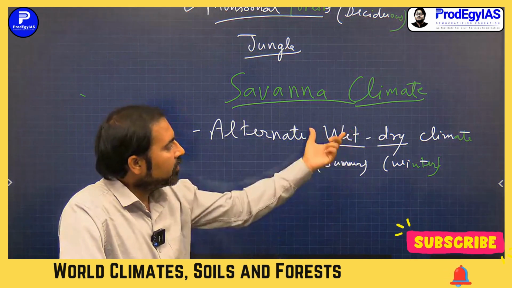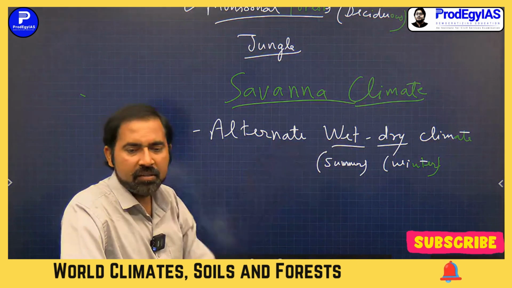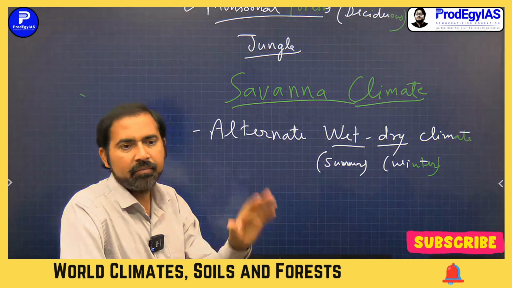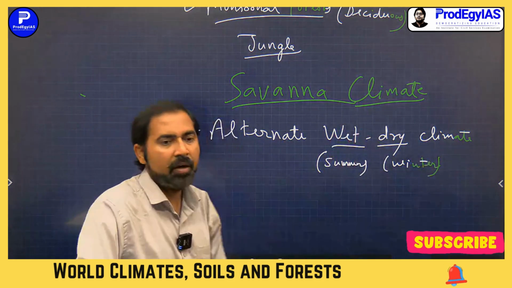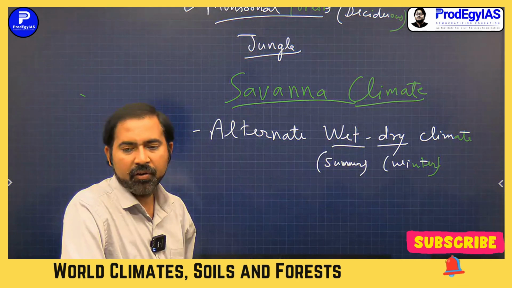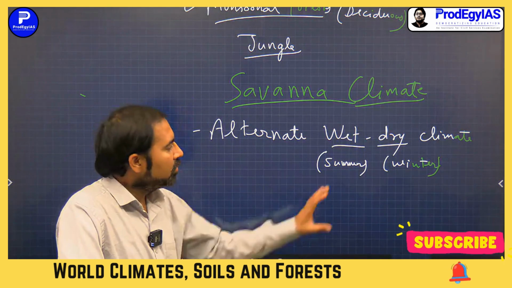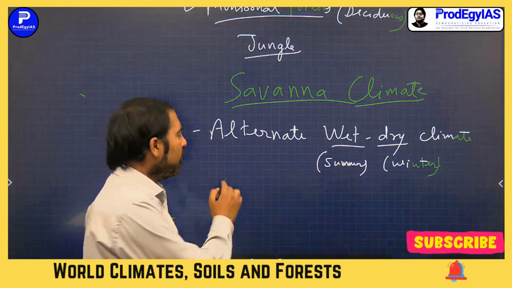Means in these 6 months they receive all the precipitation, and in the other part they become dry during winters. So this type of climate is more suitable for grasslands.